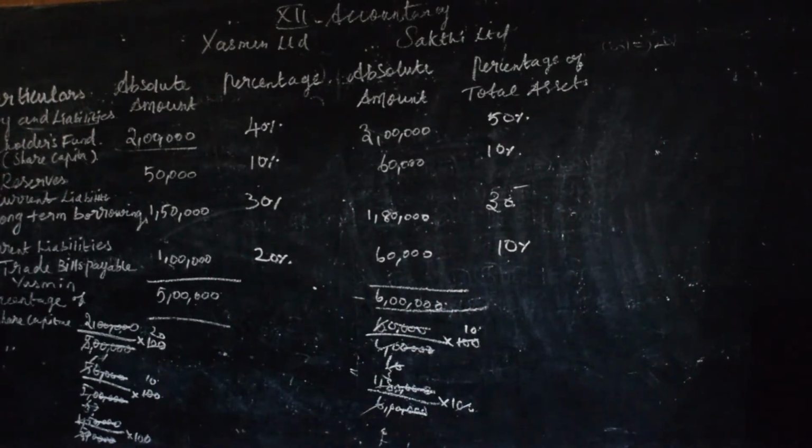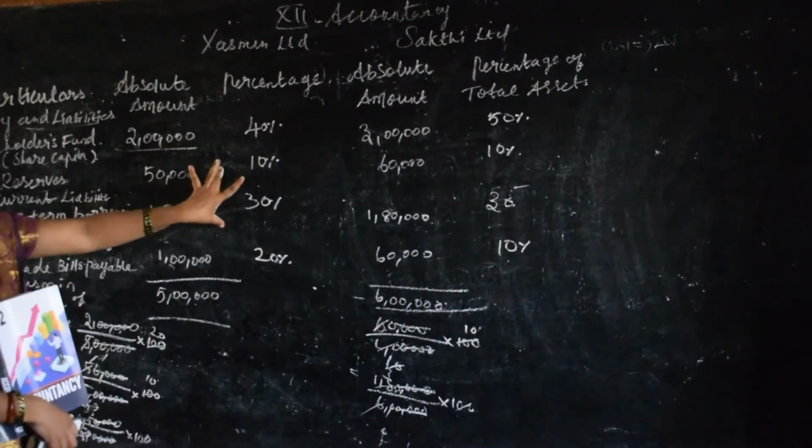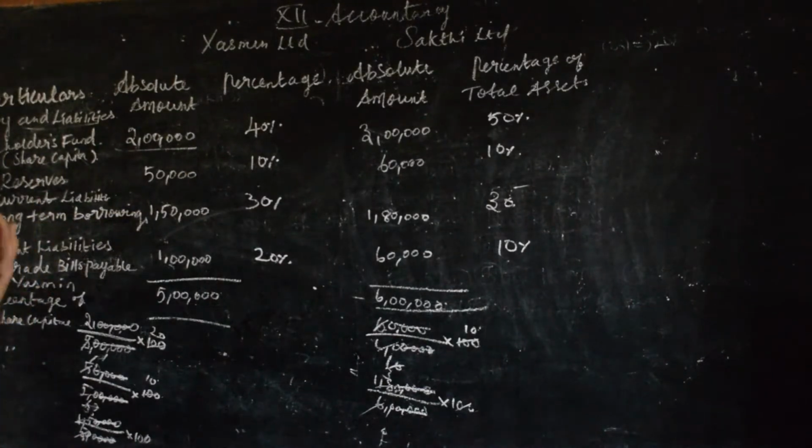Most of the students, very lazy guys, what you will do, you just write the answers on it. It's not like that. It is a 5 mark sum. They expect it in steps. So you have to write percentage of revenue from the share capital, percentage of the reserves, percentage of the long-term borrowings, percentage of the trade payables, 20%.